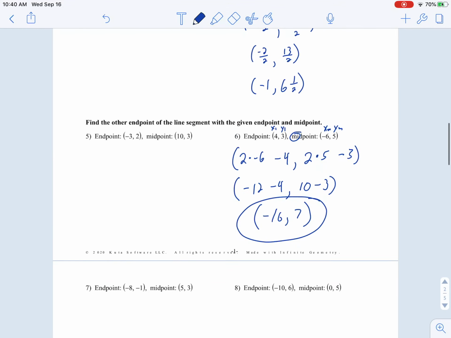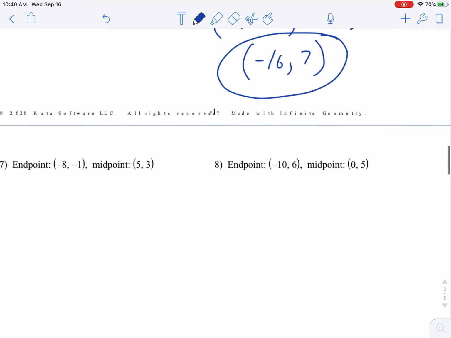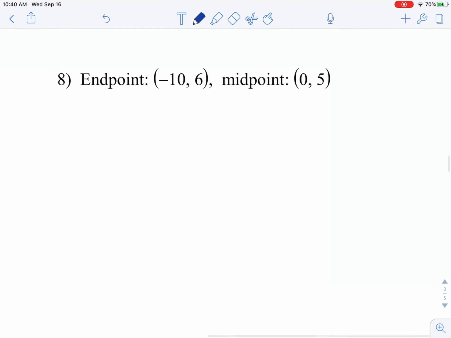If I'm going too fast, obviously pause, go back, re-watch it, whatever you need to do. Here, I'll re-explain, or when I do number 8, I think I went too fast on that one. I'm going to slow down.